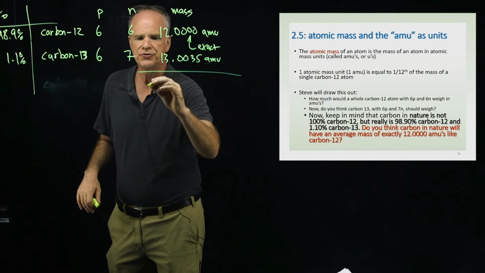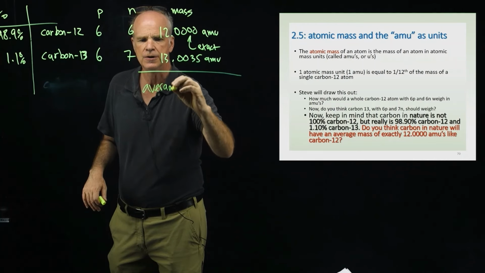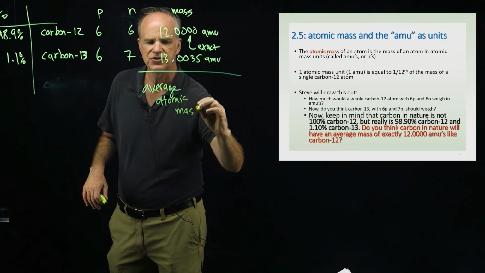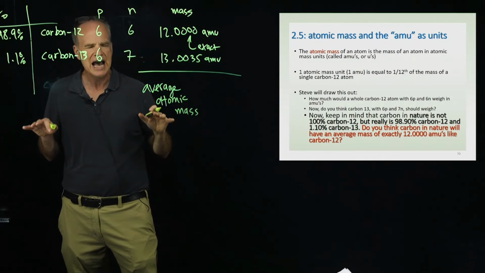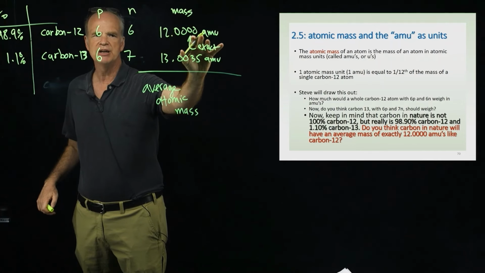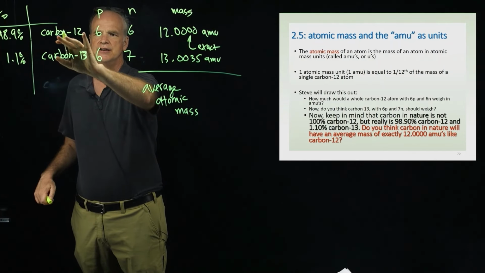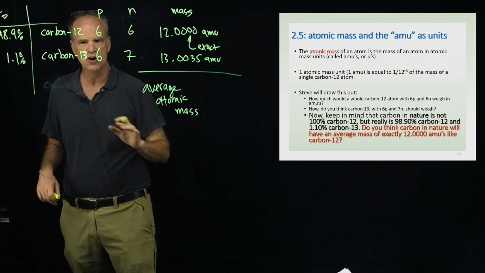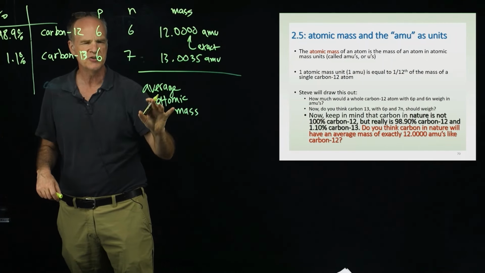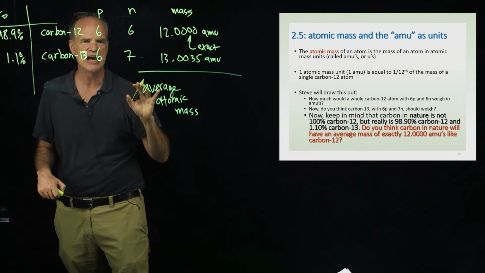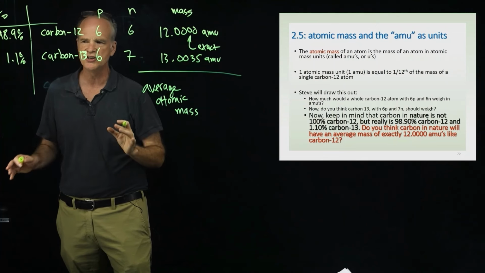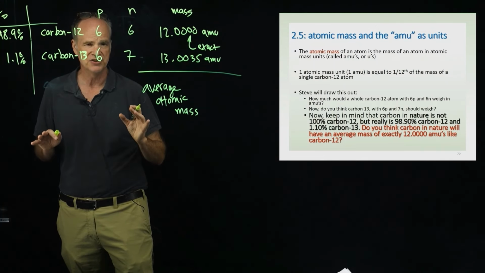So what we're trying to do is figure out the average atomic mass of carbon. So one question to ask yourself is this: would the average atomic mass of carbon be exactly the same as the atomic mass of carbon-12? And the answer is no, because we have a little bit of the heavier carbon-13 mixed in. So we would not expect the average atomic mass of carbon to be exactly 12.000. It's going to be a little bit more than that. But the question is, how do we figure out how much more it is?